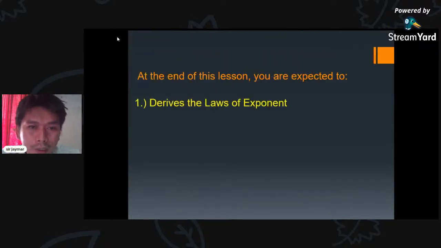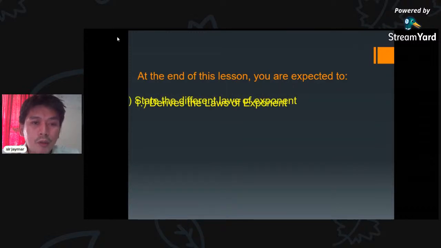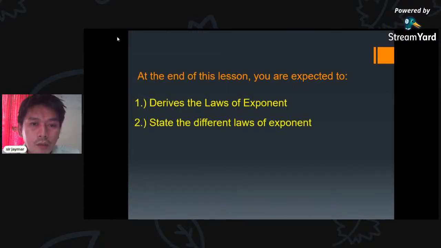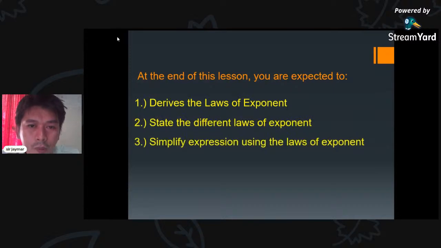So, what will be our expected lesson today? At the end of this lesson, you are expected to, first, derive the laws of exponent. Second, state the different laws of exponent. Third, simplify expressions using the laws of exponent.